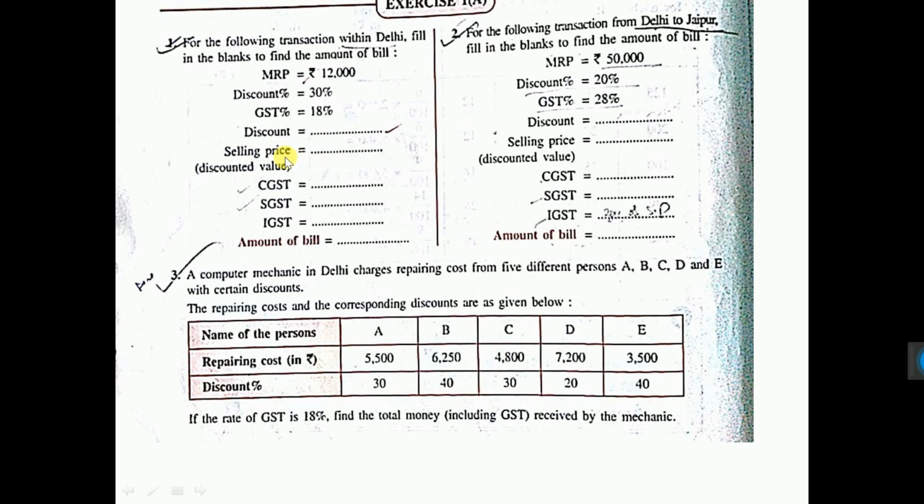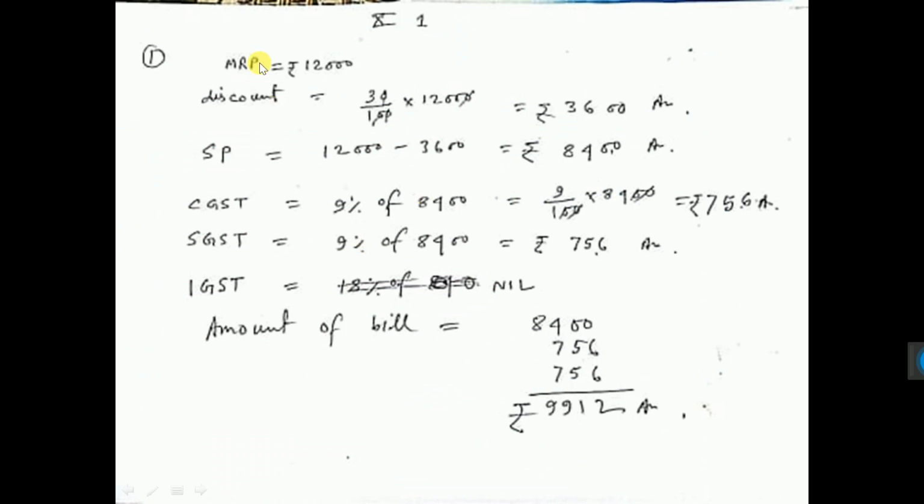So the selling price formula is MRP minus discount. Then we have to find CGST, SGST. IGST, I told, is nil, that is 0. Then the amount of the bill means the discounted value plus GST, that means CGST plus SGST, that will be the amount of the bill. So let me do the sum.